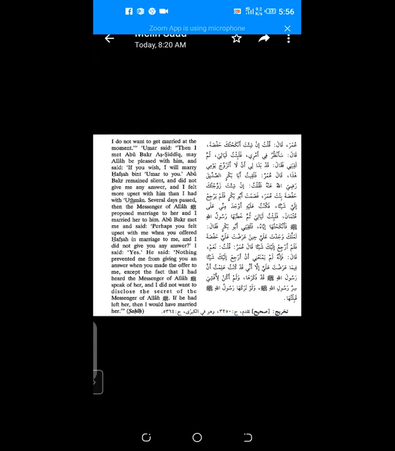Umar said, when I met Abu Bakr as-Siddiq, may Allah be pleased with him, I said, if you wish, I will marry Hafsa bint Umar to you. Abu Bakr remained silent and did not give me any answer, and I left more upset with him than I had been with Uthman. Several days passed. Then the Messenger of Allah sallallahu alaihi wasallam proposed marriage to her, and I married her to him. Abu Bakr met me and said, perhaps you felt upset with me when you offered Hafsa in marriage to me and I did not give you any answer. I said, yes.